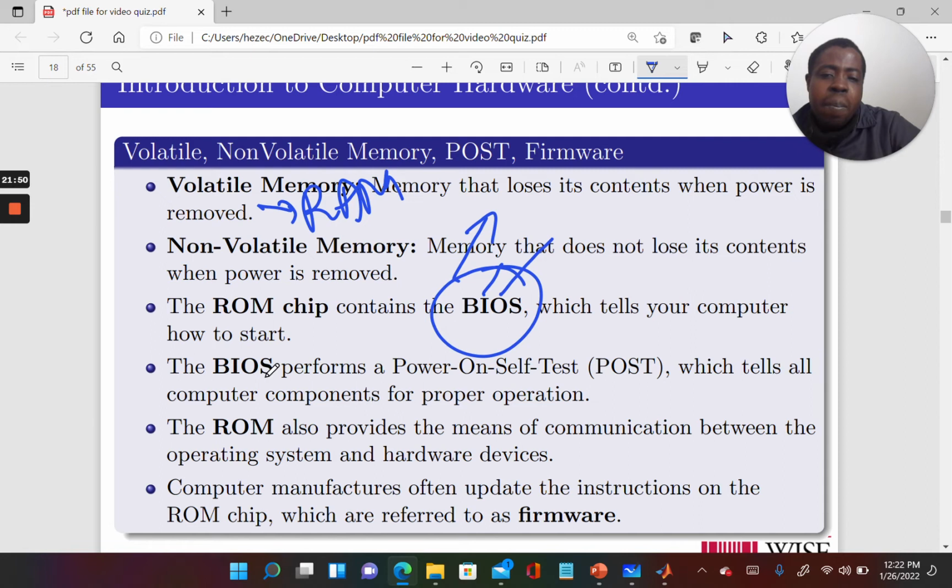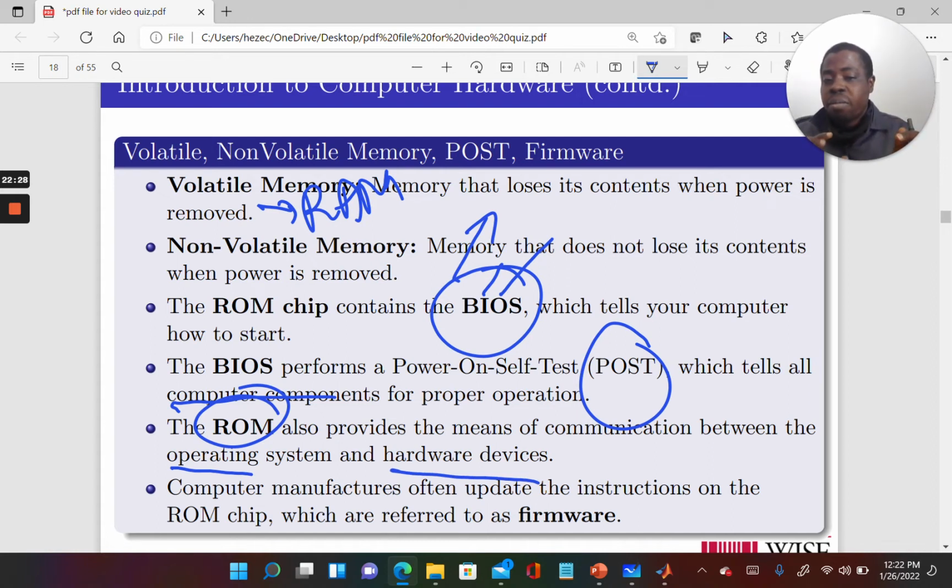So the BIOS performs power on self-test, POST, which tests the computer components for proper operations. So the BIOS chip, for this functionality, does the POST operation, power on self-test. It tells all the computer components what they need to do, proper operations. Okay, ROM provides the means of communication between operating system and hardware. Look at that. ROM provides the means of communication between what? Your OS and hardware.